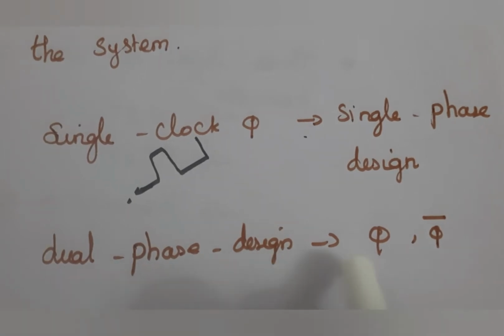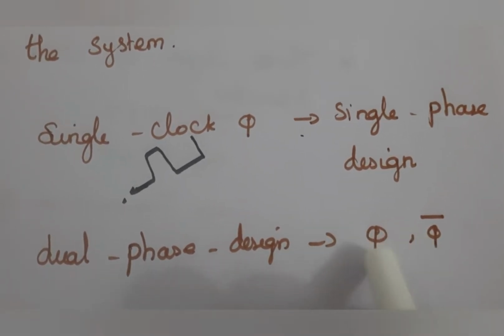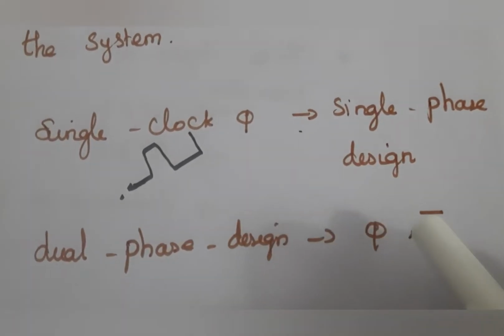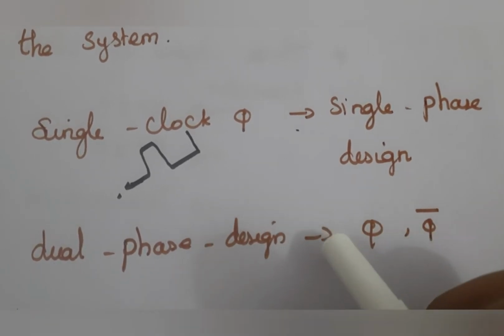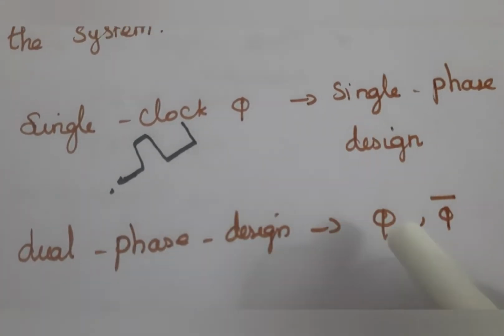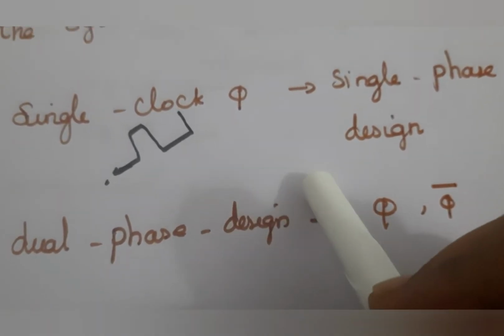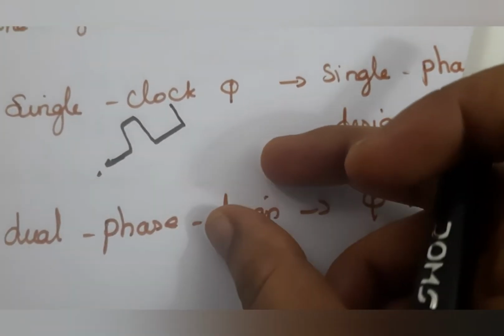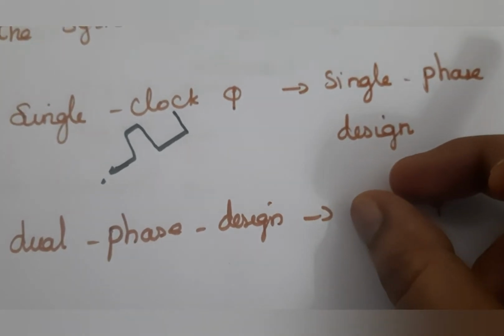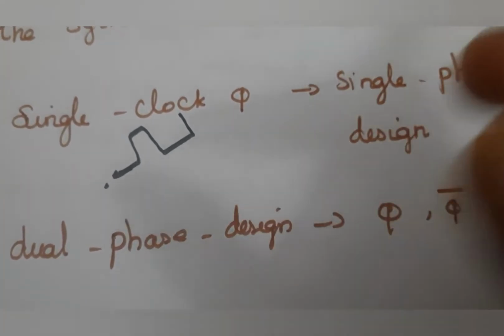Dual phase design uses two different clock cycles. From the same source, it can perform two different operations. That is with dual phase design, only half of the cycle, with the duty cycle of 50%. Half of the cycle represents one operation and the other half represents another operation.